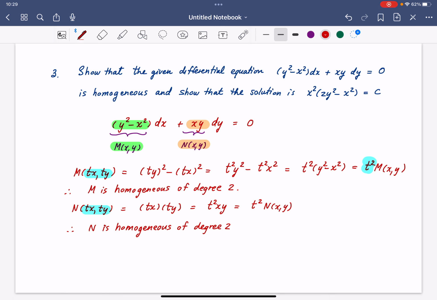Now you can conclude that the differential equation is homogeneous. Once you know that the differential equation is homogeneous, you go back to our two steps. Step number 1, you let y equal to vx, and then you switch everything in terms of x and v, so it's going to be a separable equation, and then you can solve for it.